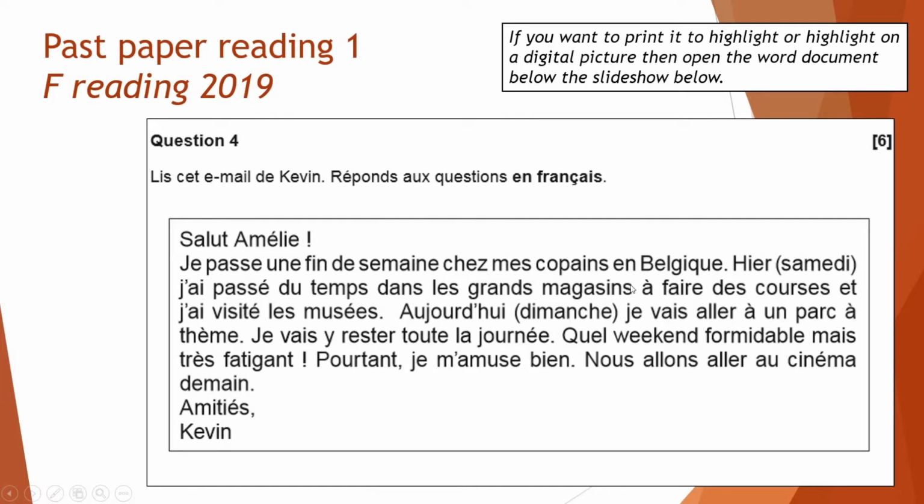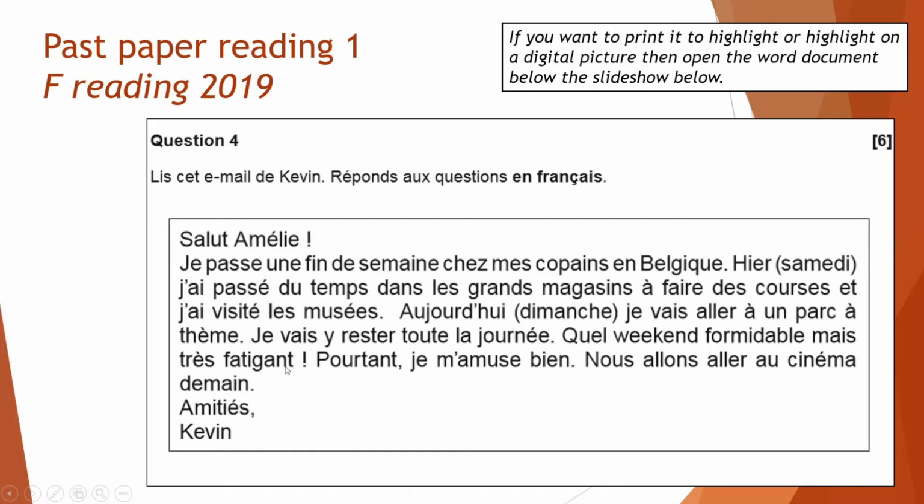Then we jump to dimanche, or the next day. Might give me a clue then about what tense each is in, especially as I've got aller, go. So parc à thème, if I put those together, theme park. Okay, so that was Sunday. Je vais rester toute la journée. I assume this is still referring to there, because it hasn't gone on to a new idea. Something about staying there, okay. Weekend formidable, fatigant.